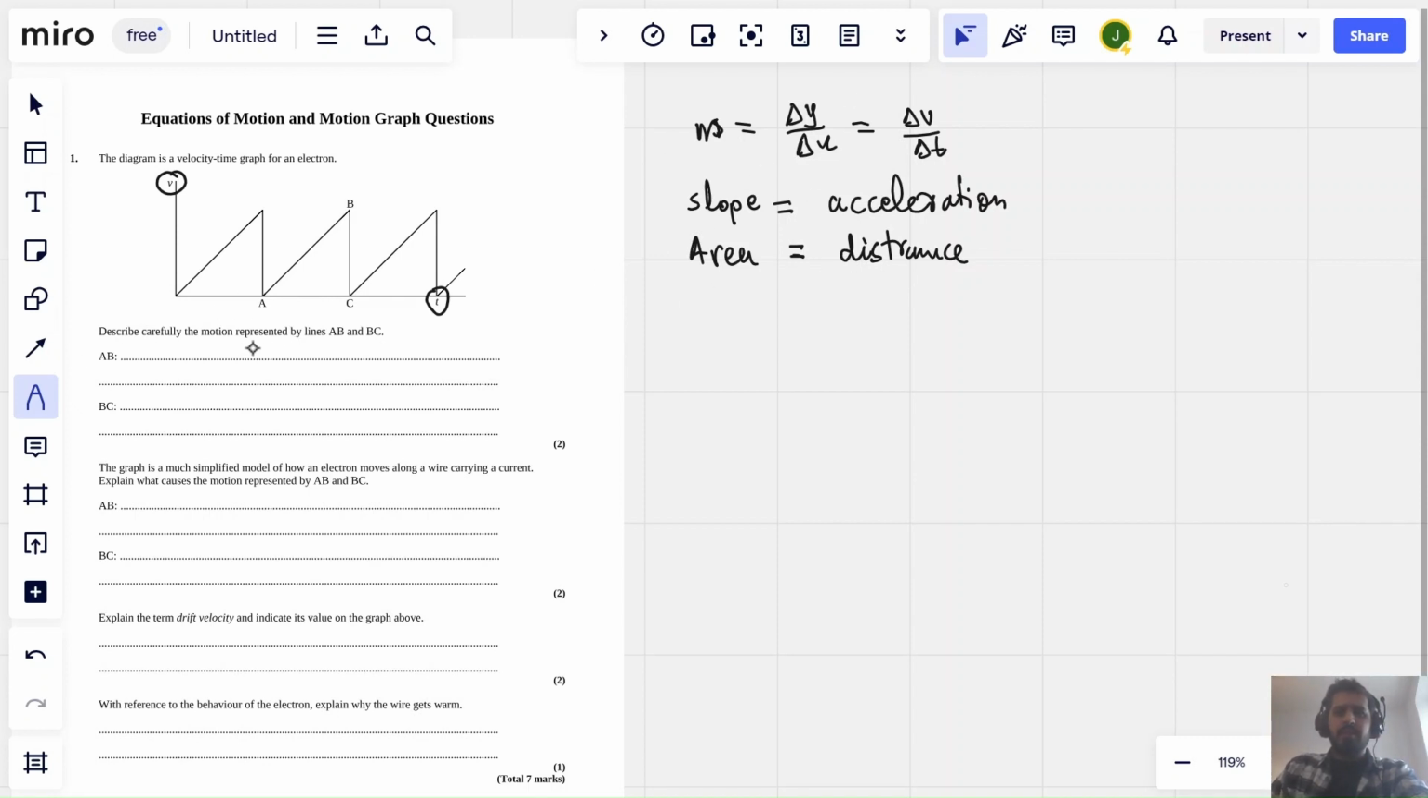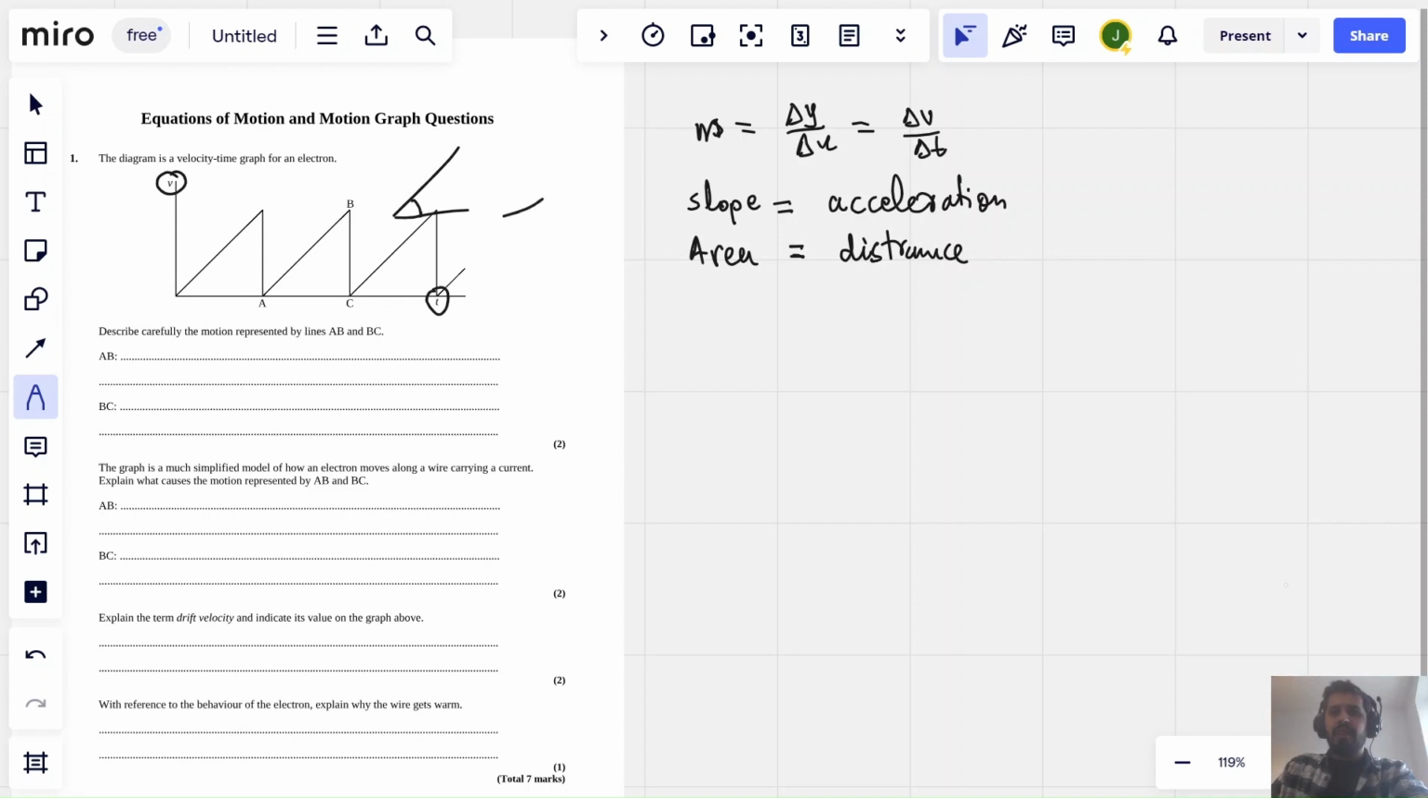Describe carefully the motion represented by lines AB and BC. As you can see, going from A to B, you see a straight line that has a constant slope. So we can see that it is a constant acceleration, right? By the way, if a line is going up like this, it doesn't mean that the slope is increasing. It means that the slope is constant. The angle is not changing.